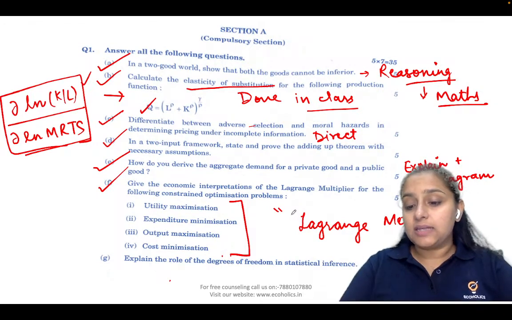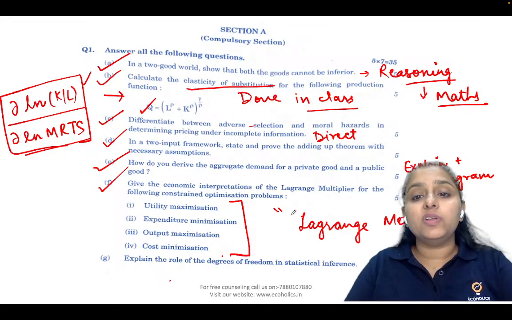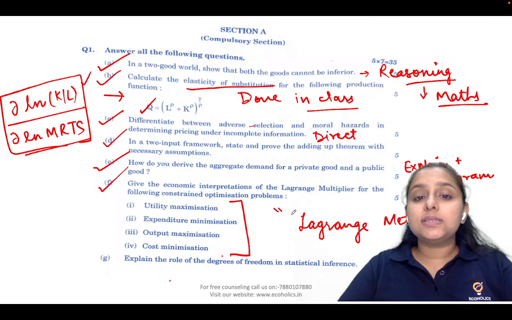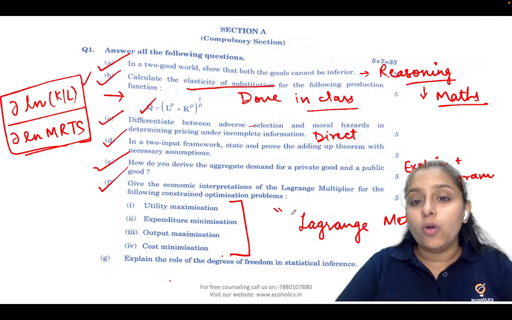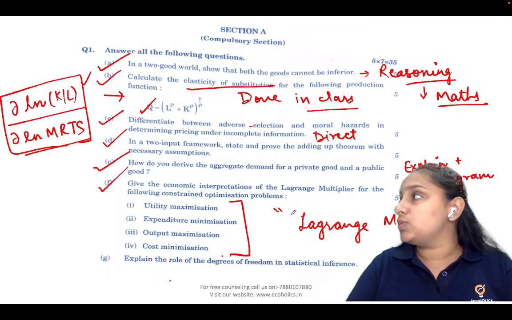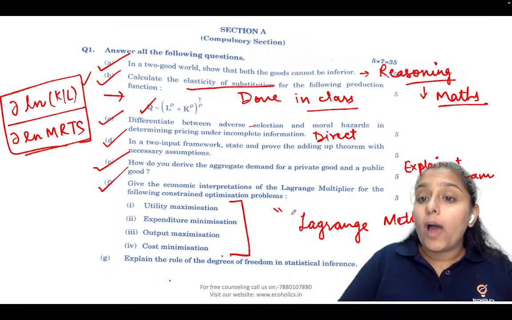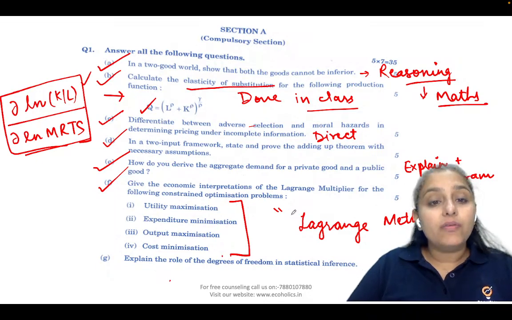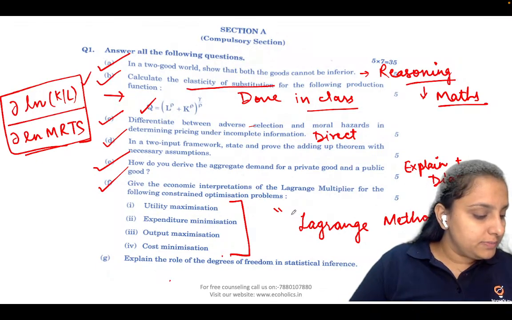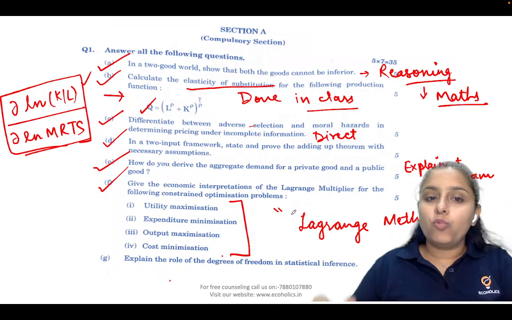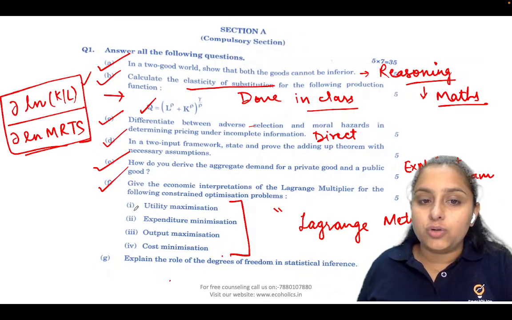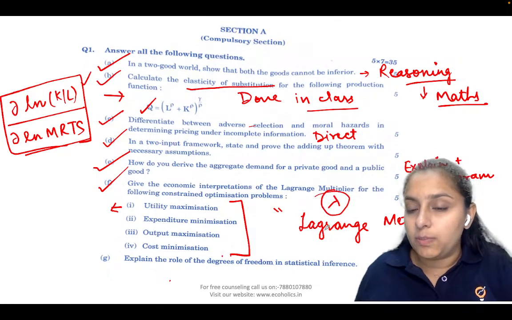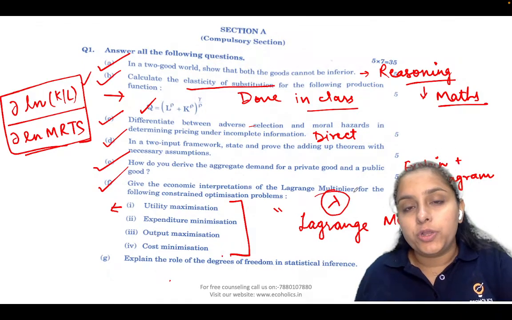So as I was mentioning myself, we focus a lot on conceptual clarity. This conceptual knowledge, what is the Lagrange method, why it is used, what is its economic interpretation, would have helped the students there, right? So what is the Lagrange in utility maximization? This is the Lagrange multiplier, the lambda we use with the constraint.